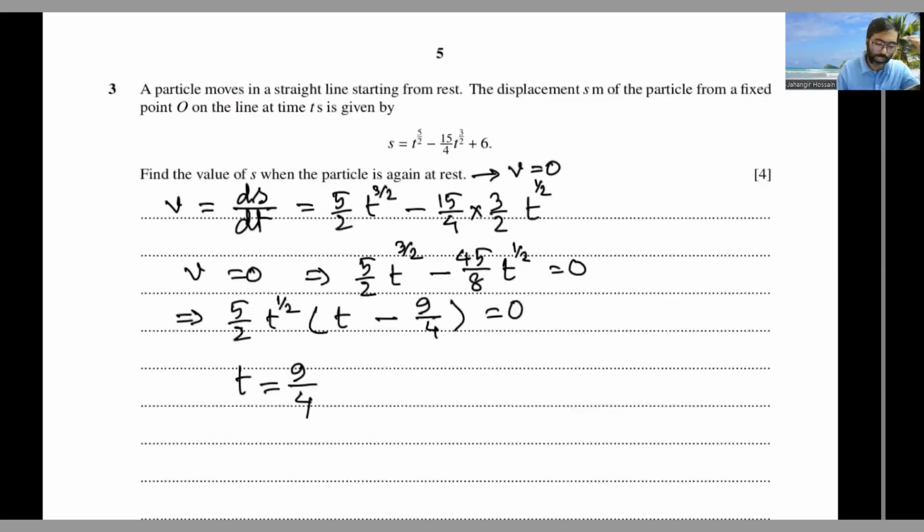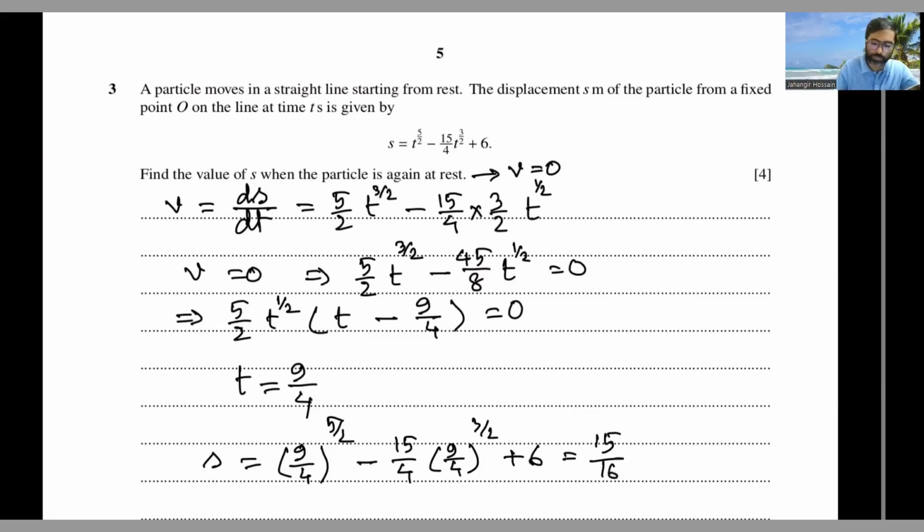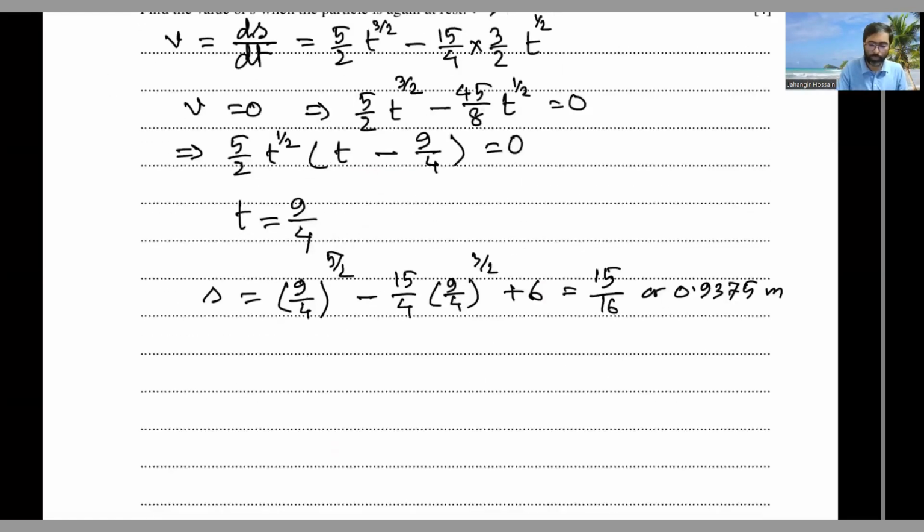Now next we have to find the value of s at this instant. So that is 1 by 4 times (9 by 4) to the power 5 by 2 minus 15 by 4 into (9 by 4) to the power 3 by 2 plus 6. This will give the answer 15 by 16 in exact fraction, or in decimal, that is 0.9375 meters. Okay, that's part of question number 3.